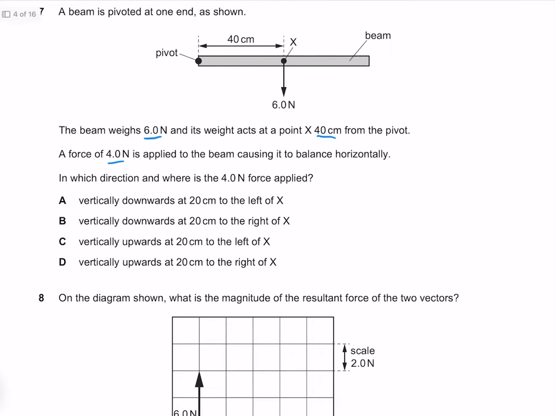To balance this downwards force, we are going to need an upwards force. Because the force applied to the beam is smaller than the downwards weight, knowing that torque is equal to force times distance, to produce the same torque, when we have a smaller force, we're going to need a larger distance. A larger distance means we must be on the right side of X. So our answer is D.